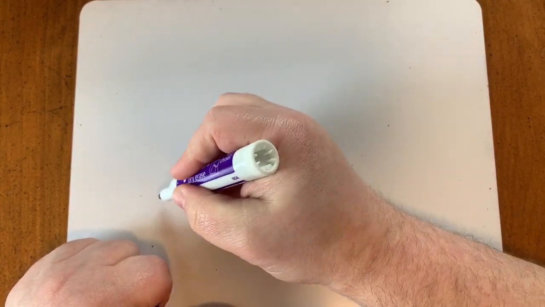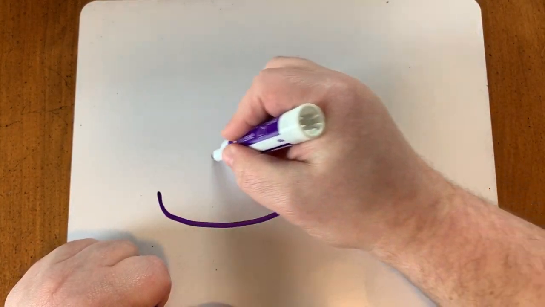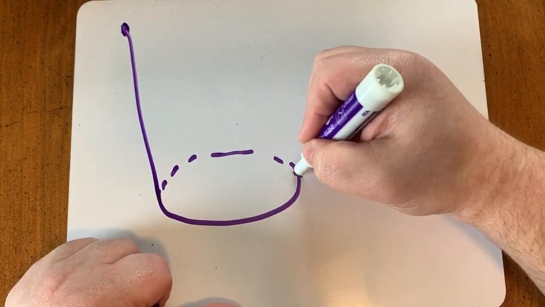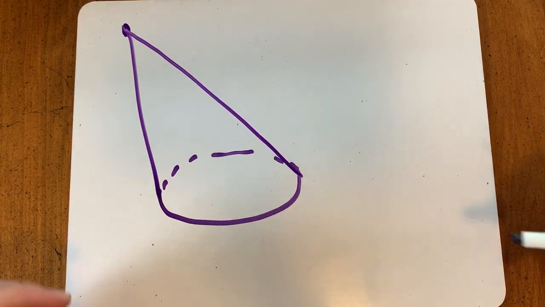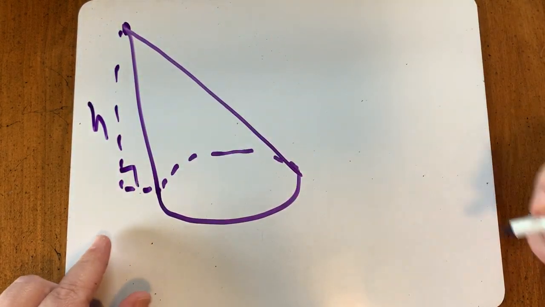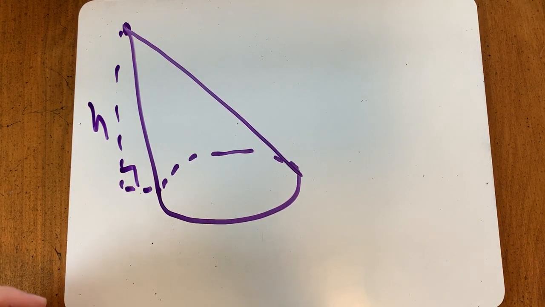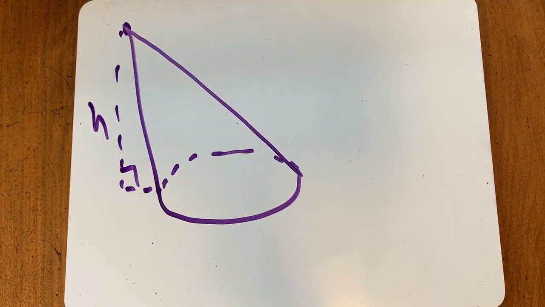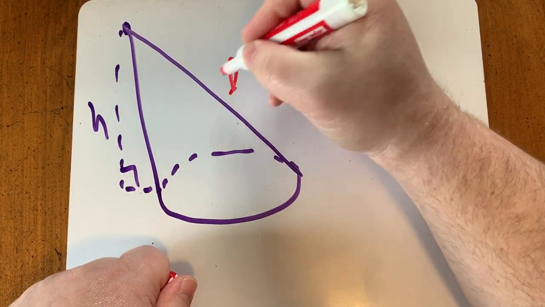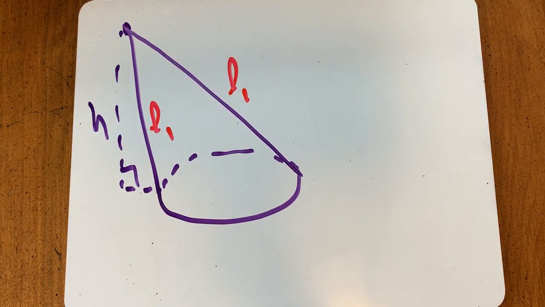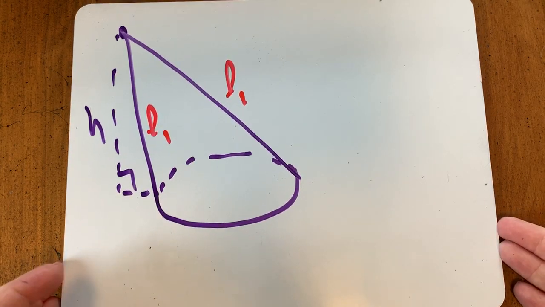You could have your circular base and then your vertex over here, such that the height is exterior. Now, just like with oblique pyramids, the slant heights are going to be different. So there's not going to be just a fixed slant height. So that's why we're going to work primarily with right cones and not oblique cones.